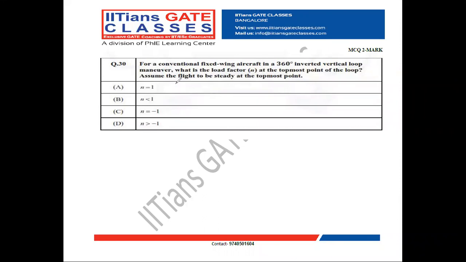First we have to consider that it is an inverted loop, an inverted vertical loop. Inverted vertical loop means the airplane is upside down, like this.